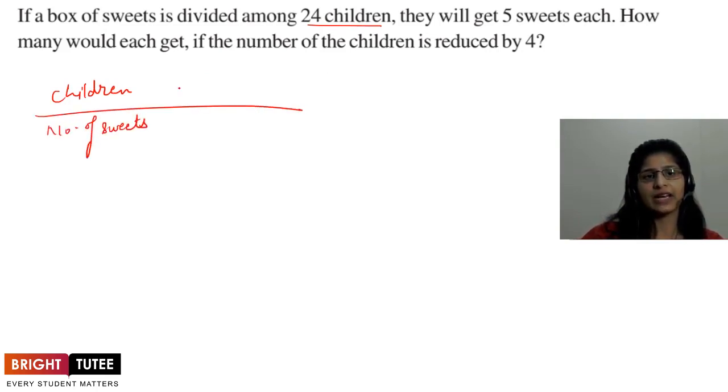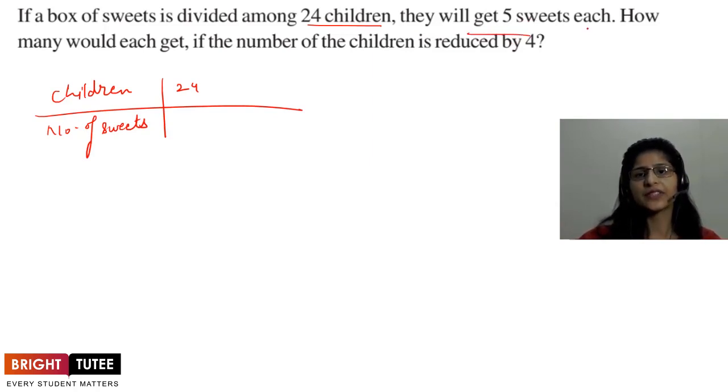So they are saying when there are 24 children, and we have a box of sweets, each child is getting 5 sweets each. Now they are saying how many would each get if the number of children is reduced by 4. That means the number of children is now 20. So we have to calculate this.